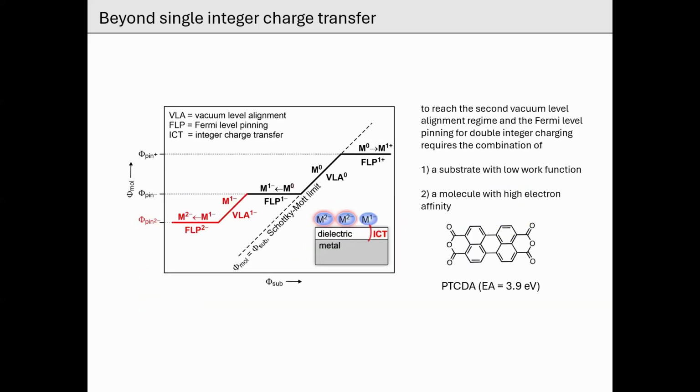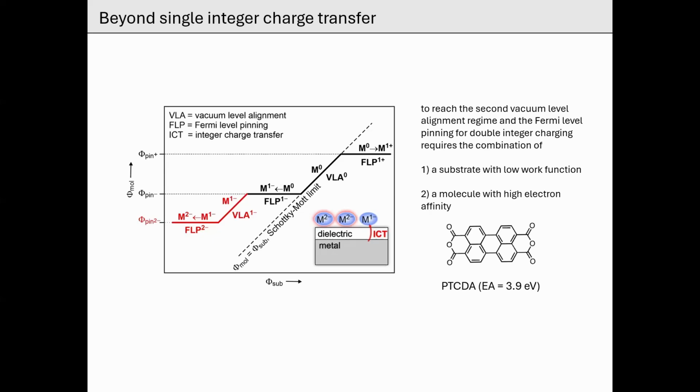Good. Now, you will find in the literature many studies on organic electronics that show you this curve from here to here, but not beyond. Most of the systems that have been investigated have seen single integer charge transfer, so only one electron transferred. Actually, it should also be possible to put a second electron into the orbital. And, well, we suggested that we should have a second vacuum level alignment regime for the negatively charged ones, and then enter a Fermi level pinning regime for double charging.